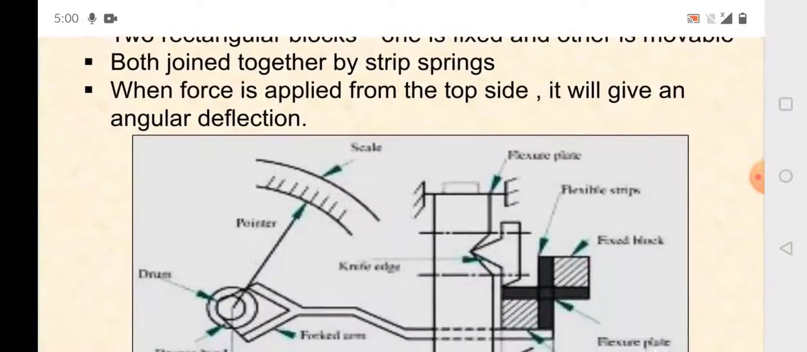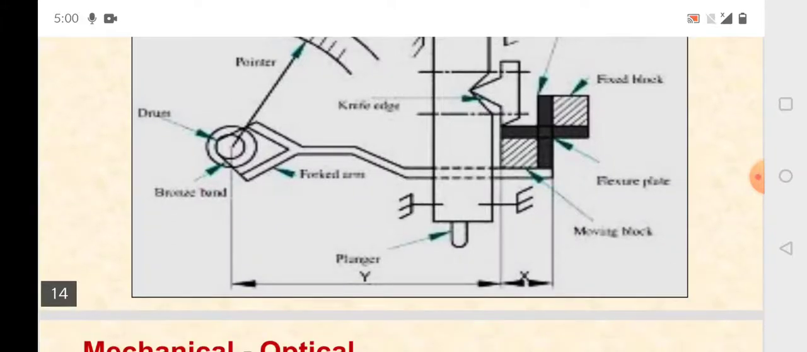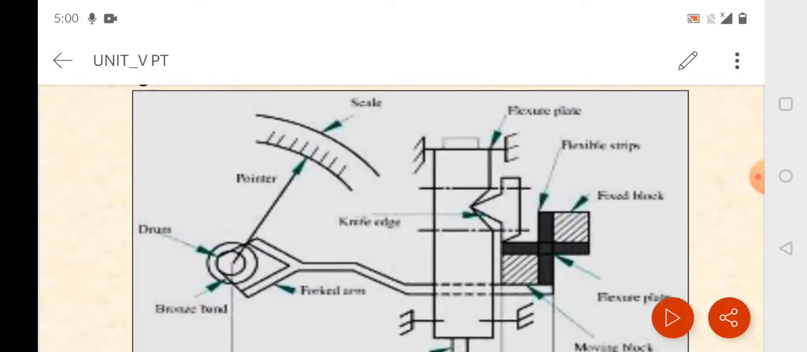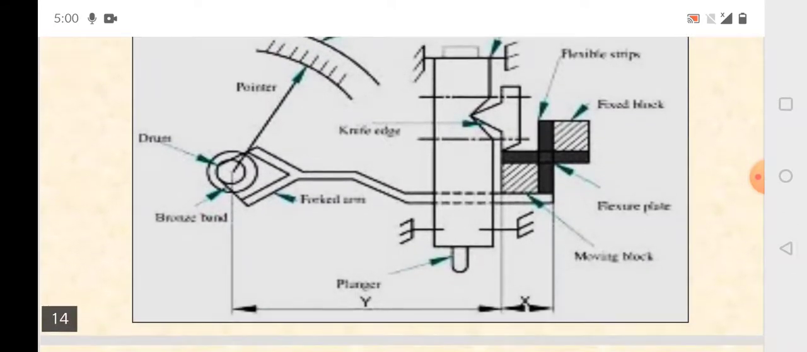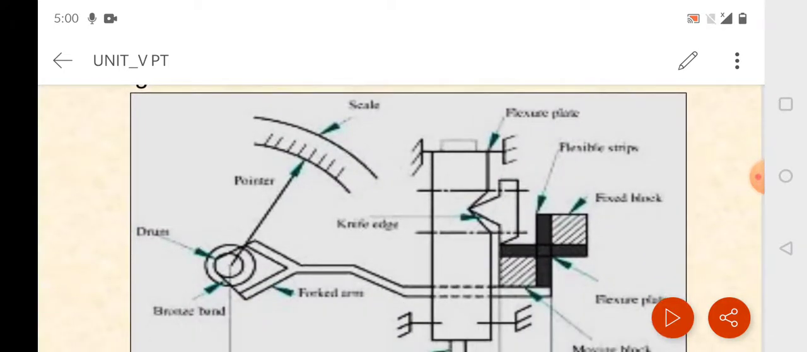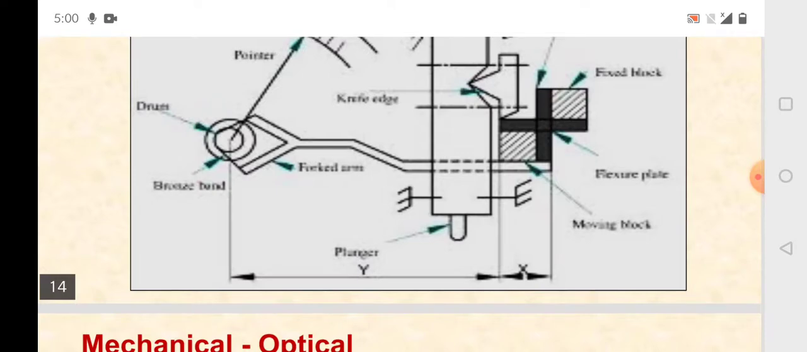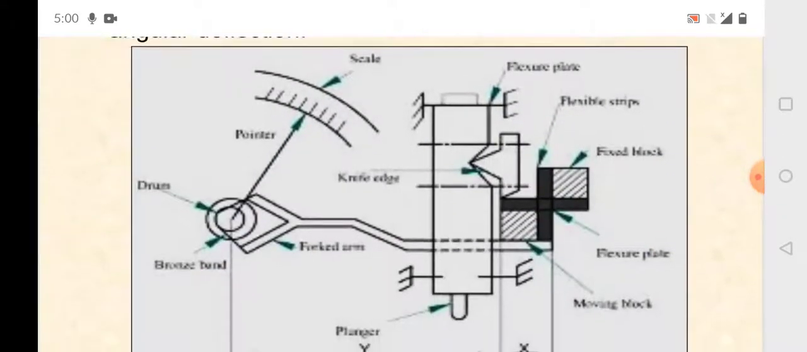This is sigma comparator. It is the same principle, where the linear movement of the plunger is converted into angular movement of the pointer on the scale. In this mechanism there is a fixed block and a moving block, and if the plunger moves up and down, this will move through this drum and all this arrangement, and the pointer will move on the dial. It is to be set to 0 at the basic size, and then we see the variation in the reading with the help of the up and down movement of the plunger. So this is sigma comparator.